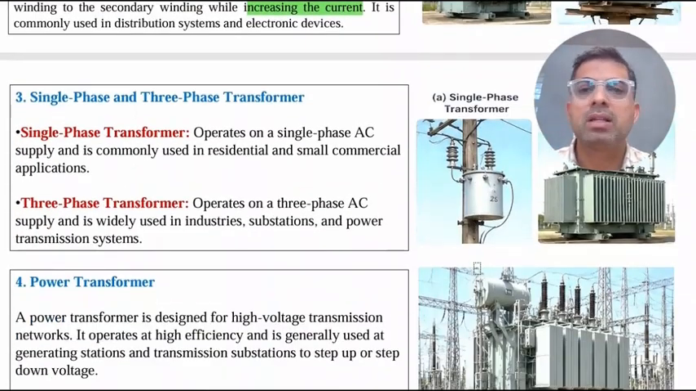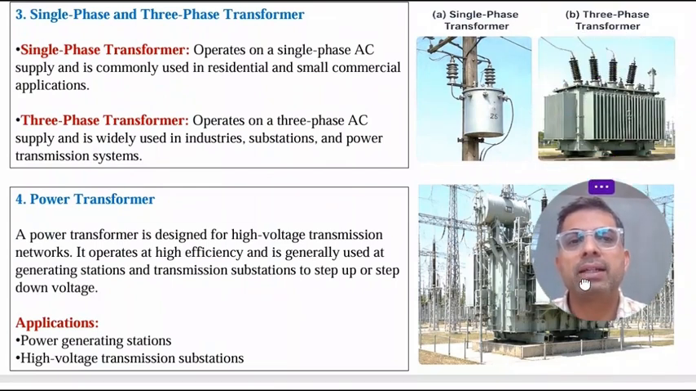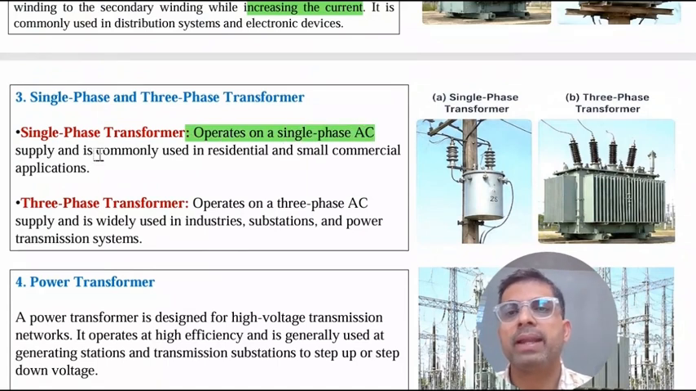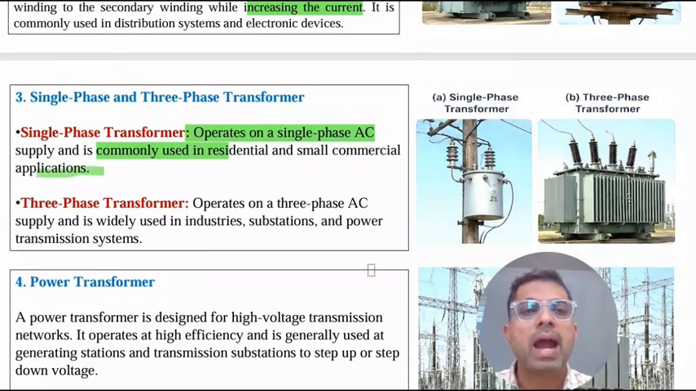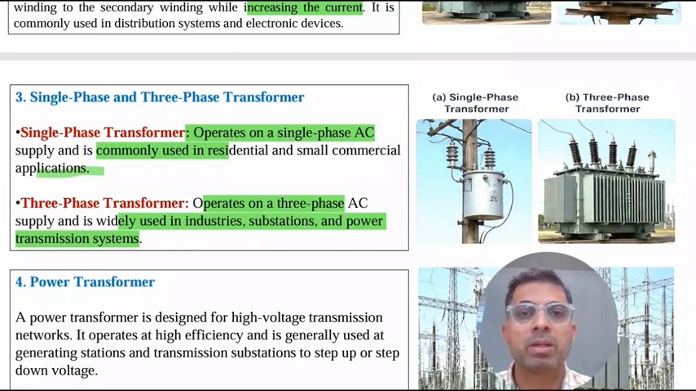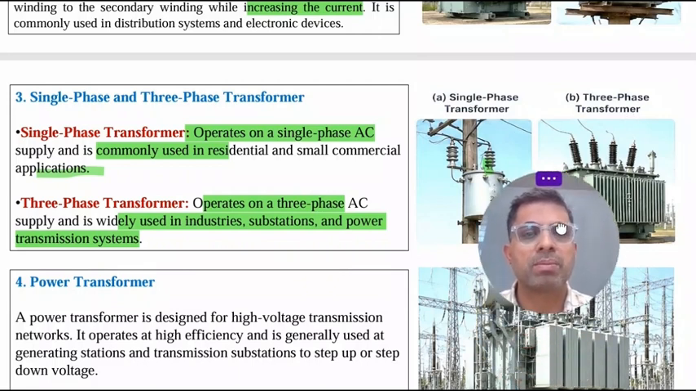Now what is next, students? Single phase and three phase transformer. A single phase transformer operates on single phase AC supply and is commonly used in residential and small commercial applications. And what about the three phase transformer? It operates on three phase AC supply and is widely used in industries, substations and power transformers. You might have seen this on the road, the single phase and three phase transformer, right?